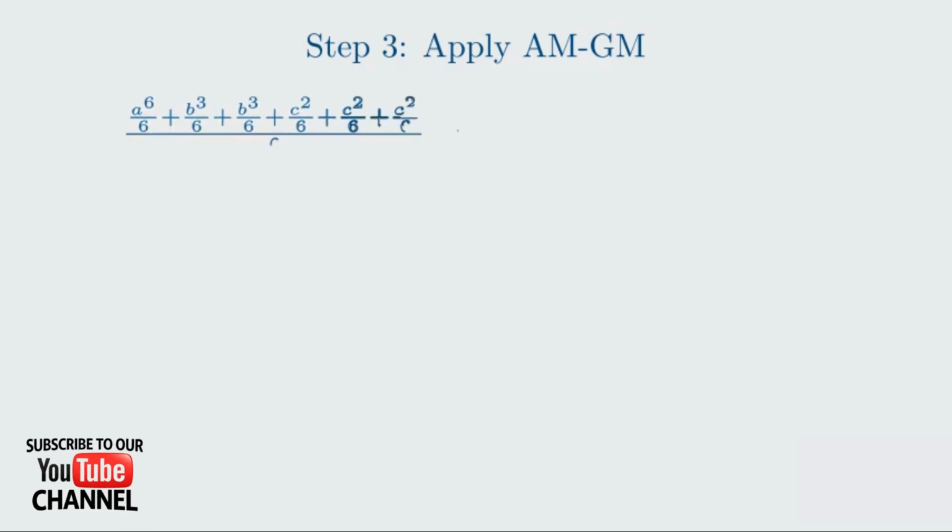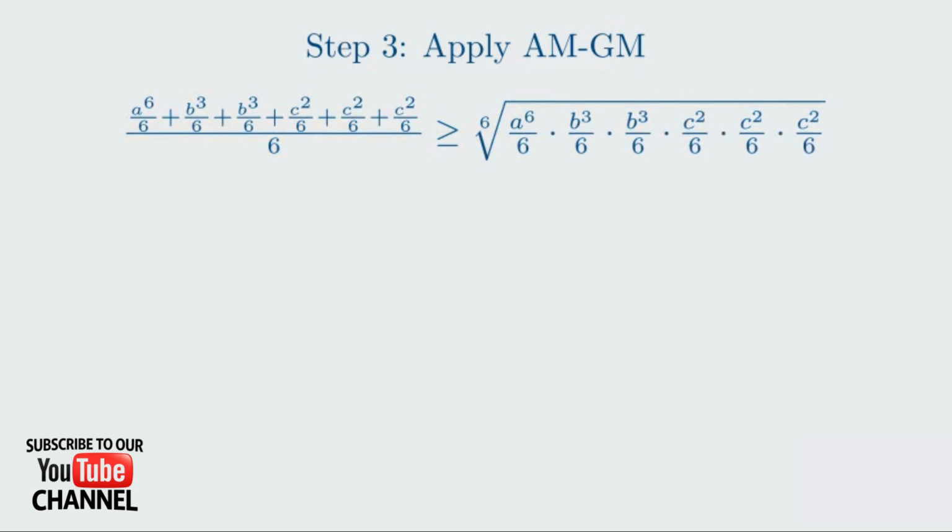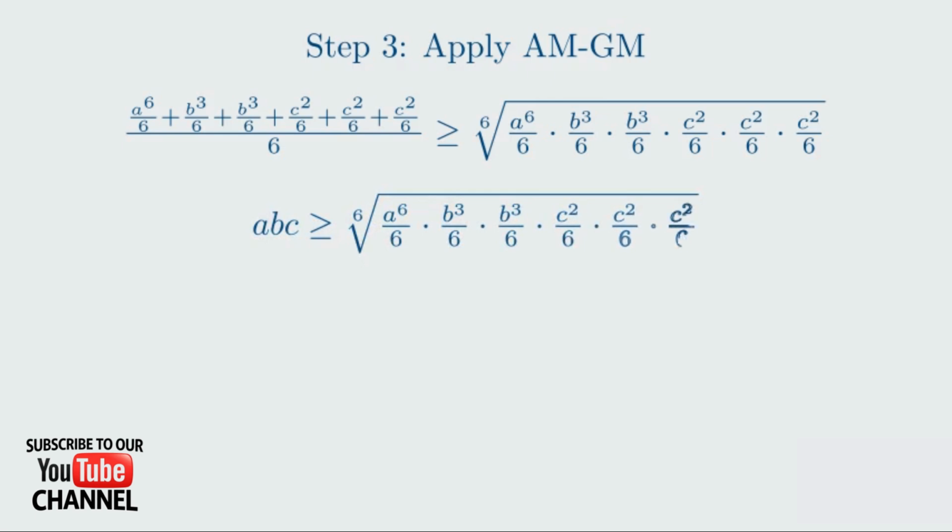The AM-GM inequality states that the average of these 6 terms is greater than or equal to their geometric mean. So, their sum divided by 6 is greater than or equal to the 6th root of their product. Let's simplify both sides of this inequality. For the left side, notice the sum inside the brackets is just our rearranged left side, which is equal to 6abc. So the left side simplifies to 6abc divided by 6, which is just abc.